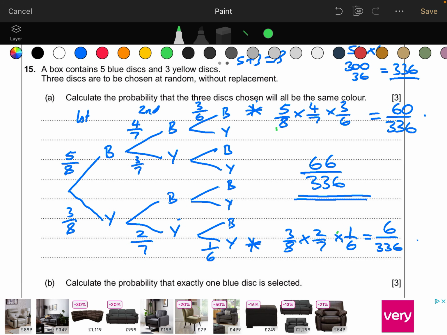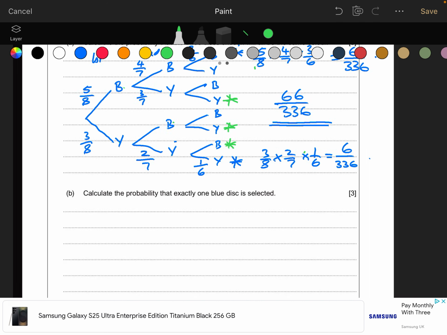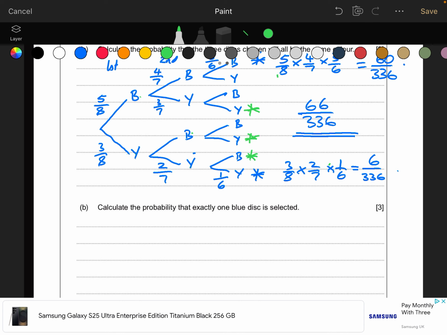One blue disc, well, that will be a blue one the first time and 2 yellows. That one is possible. Then a yellow, a yellow, and a blue would be there. And a yellow, a blue, and a yellow would be there. Those are the 3 possibilities where we could get just one blue disc. So I'm working it out below now because it's a bit complicated otherwise.